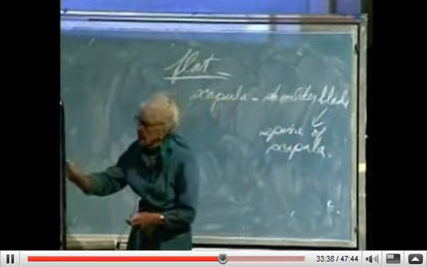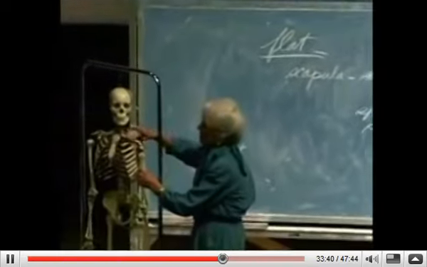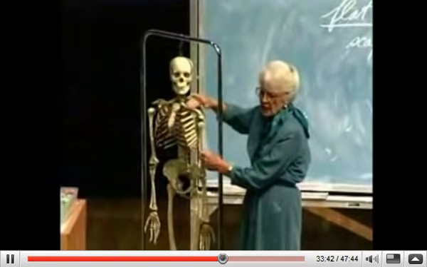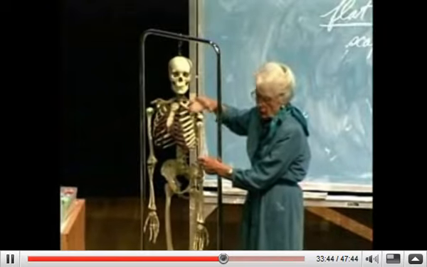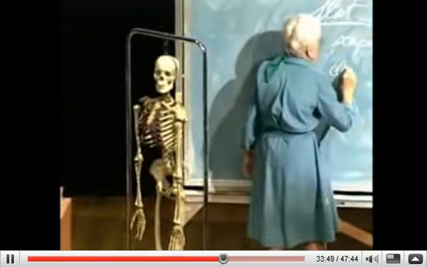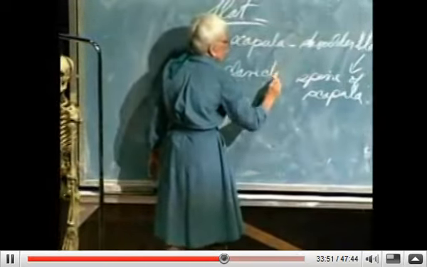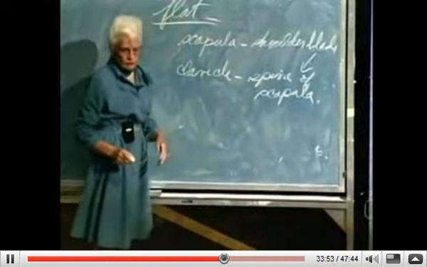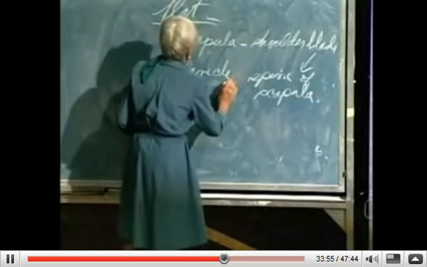Another one is the clavicle. Clavicle. What's the common name for your clavicle? Collarbone. Clavicle. We'll see these again when we put muscles on them. That's collarbone.